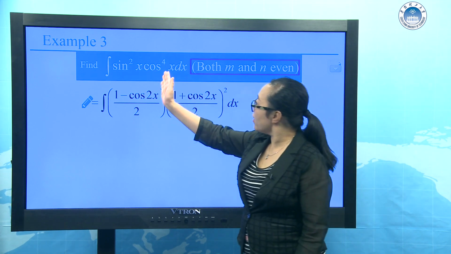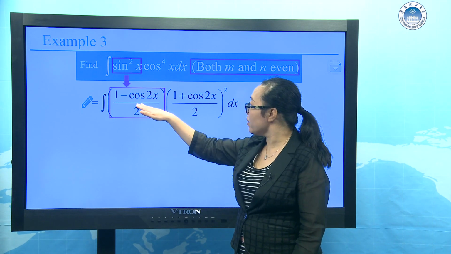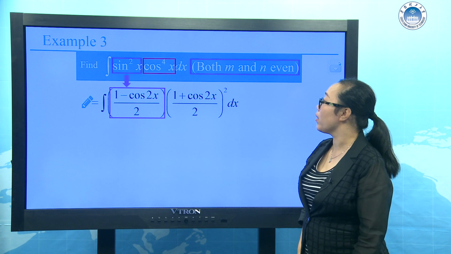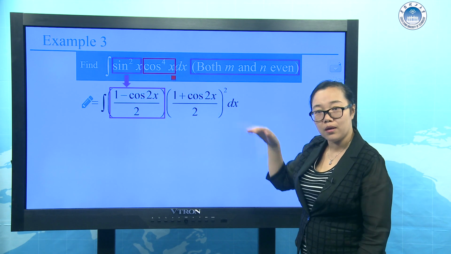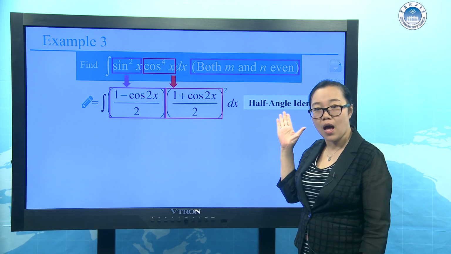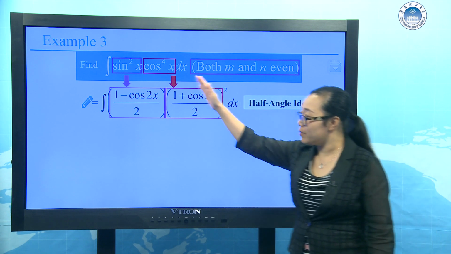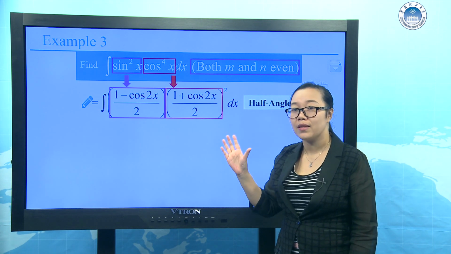Yes, we know the half-angle identities. Pay attention to sin x squared. We can write this part as 1 minus cosine double x over 2, the half-angle. Cosine x to the 4th power means cosine x squared and then squared. Cosine x squared, we can write as 1 plus cosine double x over 2. The bracket squared means the 4th power, by the half-angle identities idea. So now we try to expand this expression into some polynomials of cosine double x.